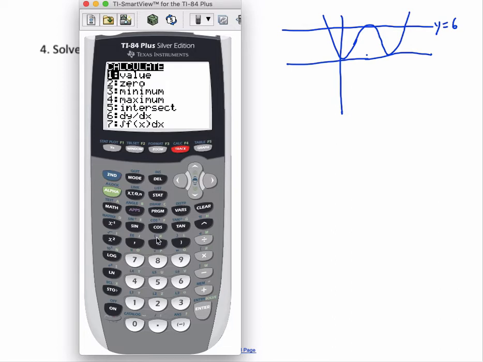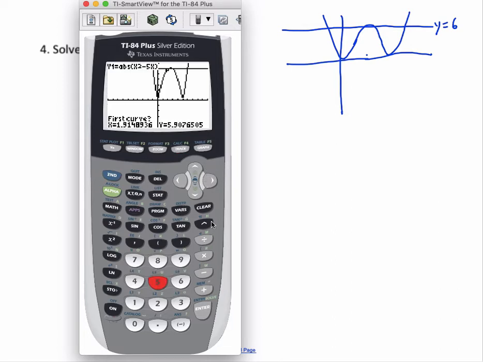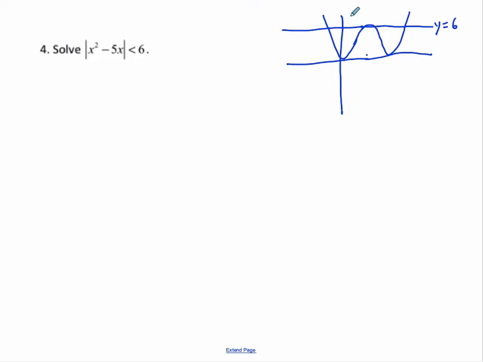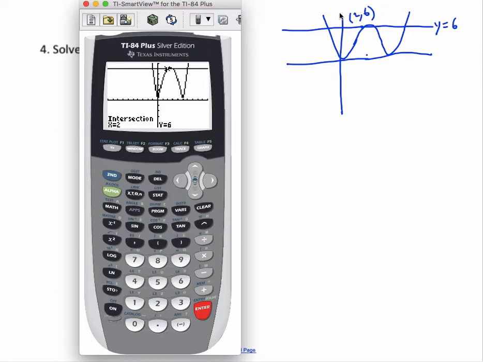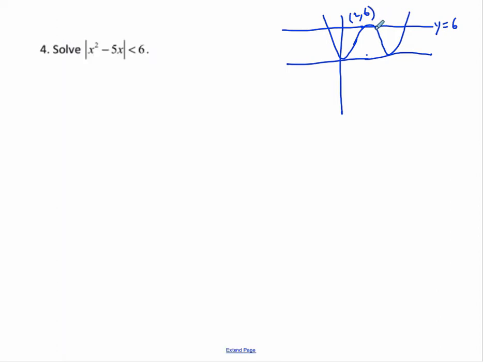Second, calc, intersect, and let's get that one first. That's 2, 6. Okay, and the next one I'll go over closer to this point. Do second, calc, intersect, get closer to that point. It's 3, 6. Okay, and if you get the other points in the same way, it's negative 1, 6 and 6, 6.